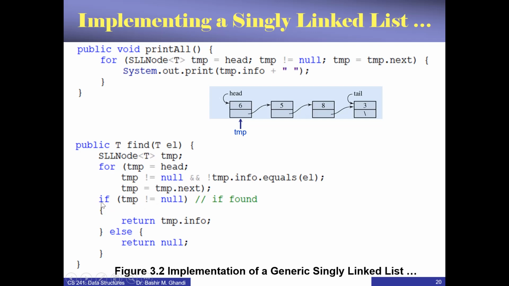Okay, so here we are saying if temp is not null, if after the loop temp is not null, obviously it means we have found the target. It was this condition that made the loop stop. And therefore, to return the one we found, we're going to say return temp.info. As you can see here, return temp.info. Otherwise, if temp is equal to null, it means the target doesn't exist. Therefore, simply return null. This is the idea. So this is the find method. We're going to practice it in the lab.